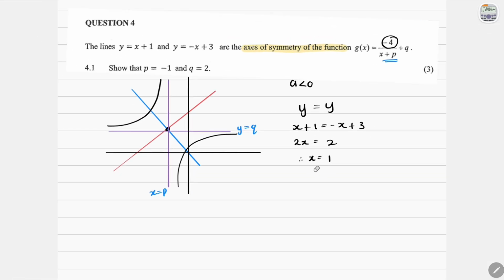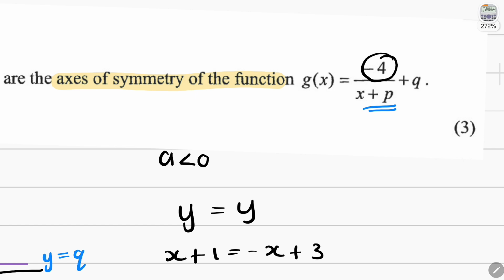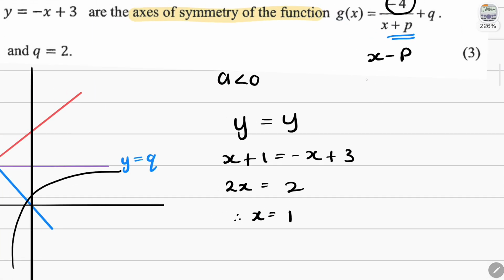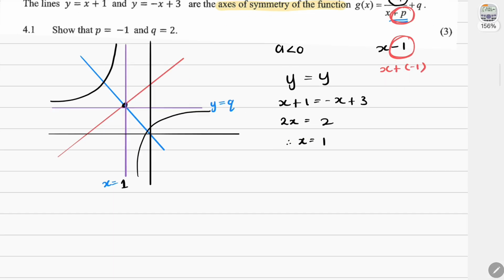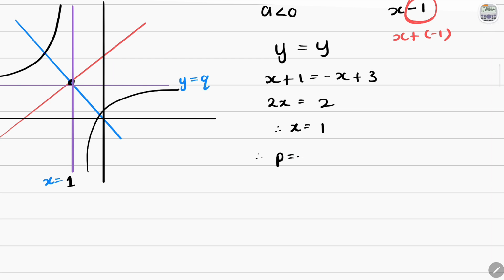Now, what this means, x equals 1, this is our p value. This p value specifically is 1. You know that in the original equation of a hyperbola, where it says x plus p, it's supposed to say x minus p. So when we input this in here, we would say x minus 1. So what does that mean about the p value they've given us here? It means that this p is negative 1, because you can only get x minus 1 by saying x plus negative 1. So that is the value of p, and we can tell them that p is therefore equal to negative 1.